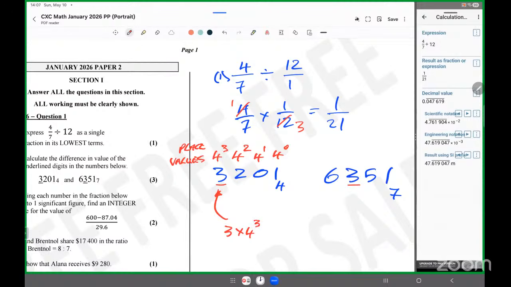That's the value of that 3: 3 times 4 cubed, because it is in a 4 cubed place value. It is in a 4 cubed place. So the value of it is 3 times 4 cubed, because we're working in base 4.